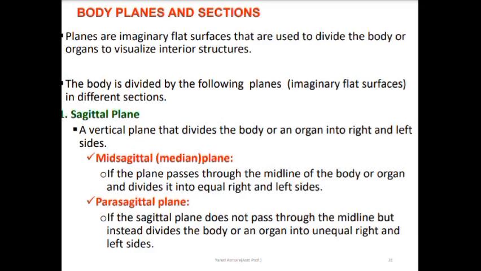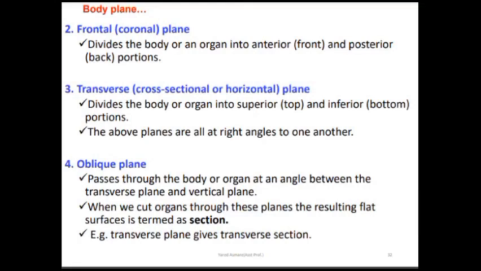It is a sagittal plane that does not pass through the midline but instead divides the body or an organ into unequal right and left sides. B. A frontal or coronal plane. It divides the body or an organ into anterior or front and posterior or back portions. C. Transverse, cross-sectional or horizontal plane. It divides the body or organ into superior or top and inferior or bottom portions.